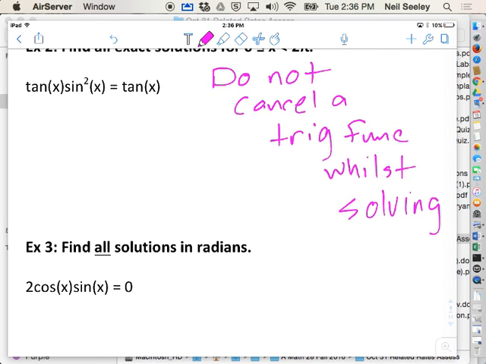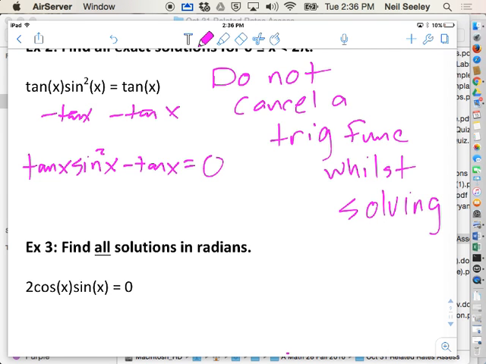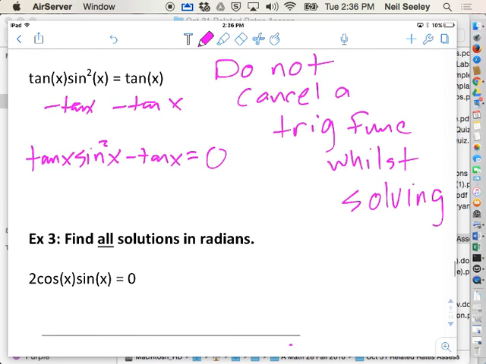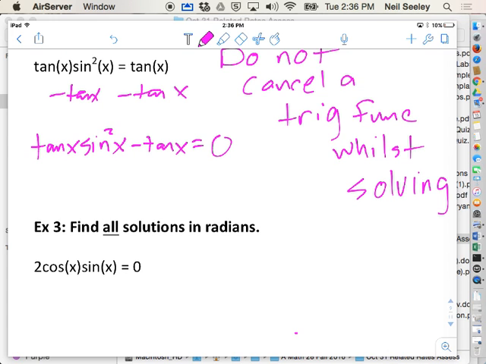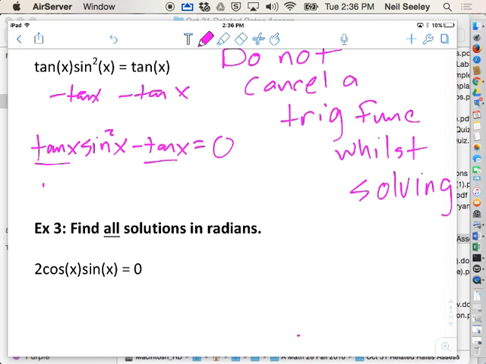Then we go to that plan B, which is get it equal to 0. Subtract tan x from both sides. Let's roll. Come on. Tan x minus tan x. And that means we get tan x sine squared x minus tan x equal to 0. And once it's equal to 0, you look for a common thing you can factor out, like a tangent. I see a tan. So you pull it out. And you get sine squared x minus 1 equal to 0.